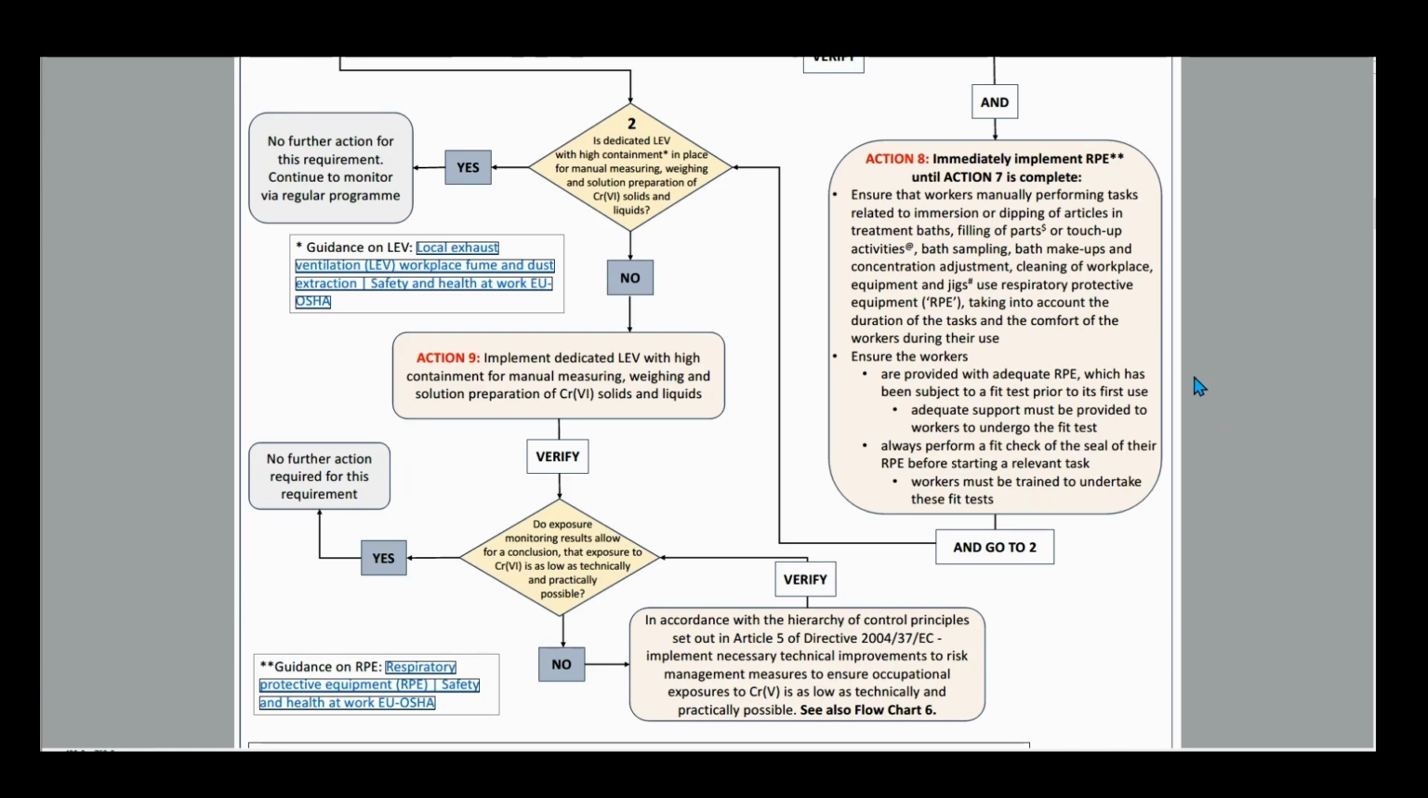As a downstream user, you must ensure that workers are provided with adequate RPE that has been fit tested prior to the first use, and the workers are supported in performing the fit test. In addition, the workers must perform a fit check of seal before starting a relevant task and be trained in undertaking the fit check. Further information on both fit tests as well as guidance on appropriate RPE can be found under the link provided in the flowchart.